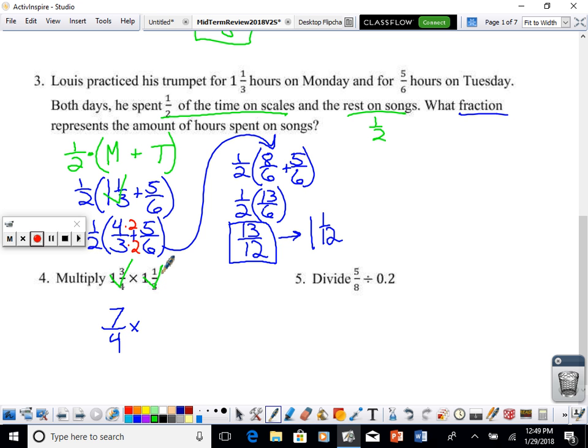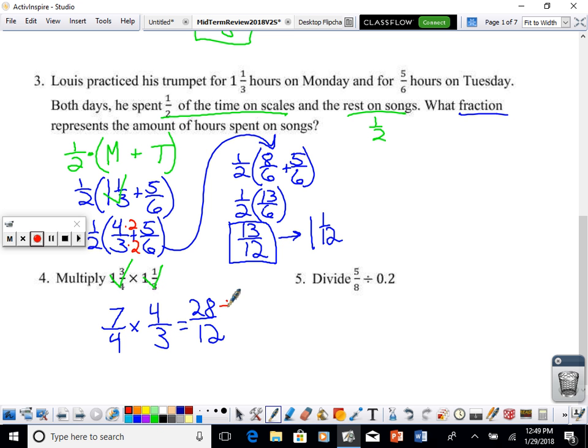Now to multiply fractions, if you remember, the trick is to just multiply straight across. So 7 times 4 gives us 28, 4 times 3 gives us 12. Now remember from the previous video, we said you always want to reduce your fractions as much as possible. Well, 28 and 12 are both divisible by 4. So we'll divide them both by 4. 28 divided by 4 is 7, and 12 divided by 4 is 3. So I would have 7/3.